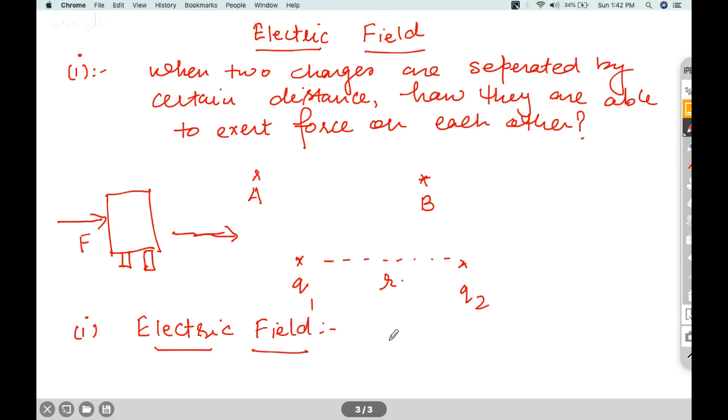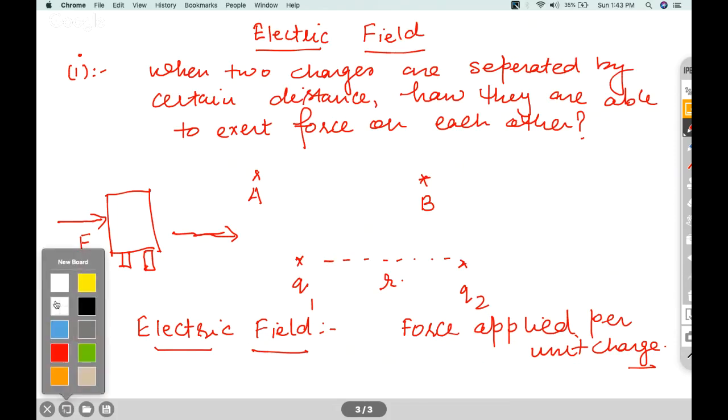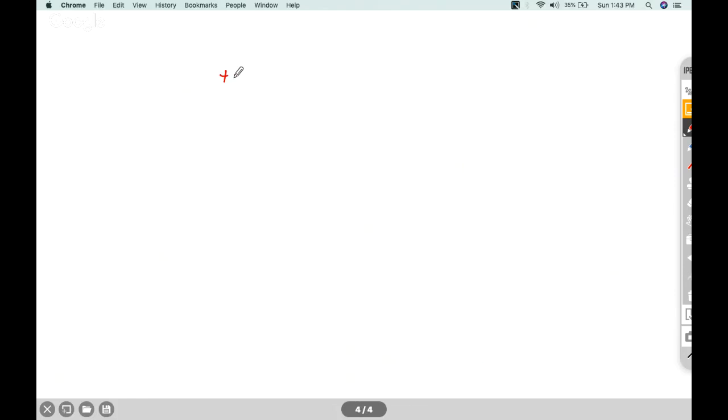Electric field is defined as force applied per unit charge, but this does not explain the concept very well. So let me explain the concept. What happens is, if I have any particular charge, we assume that the charge creates electric field around it. Now what kind of electric field does it create? Electric field is generally denoted by electric field lines.